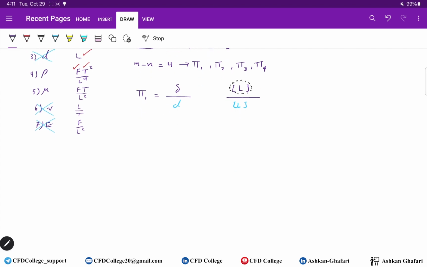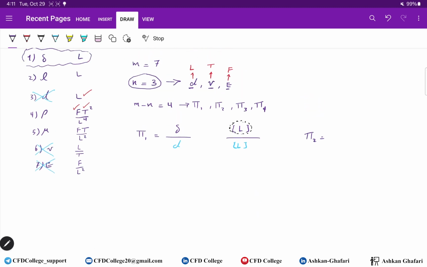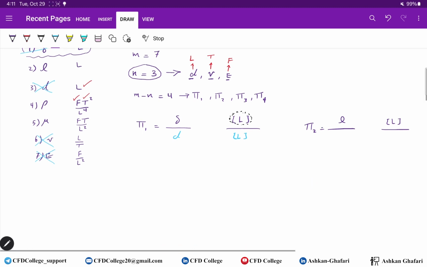Let's go to the second one. Pi 2 equals, now delta is gone. The next one is L, and here the unit is length. It's similar to the previous one. If you want length here, it's easy to put D, diameter of the wire, here. So now we have the second dimensionless group.